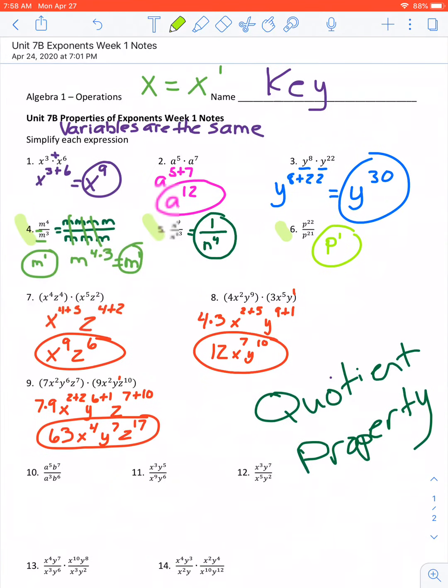So when you're dividing, a couple things you can do. Like on number 4, you can write out 4 m's over 3 m's and cross them out. I can always subtract, but sometimes you're going to get negative exponents there, and we're going to talk about those next week. Or, where do I have more? Like on number 5, I have 9 n's on top and 13 n's on bottom, so I have 4 more n's on bottom. Okay? So hopefully that helped.